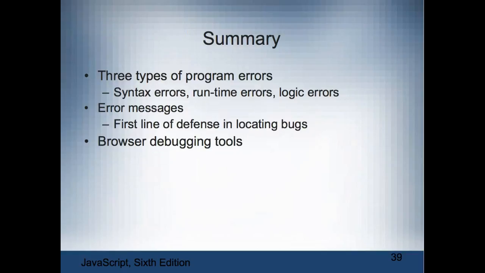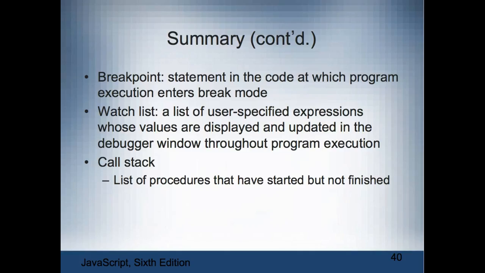Before we conclude, let's summarize. There are three types of program errors: syntax errors, runtime errors, and logic errors. Error messages are the first line of defense in locating bugs, and browser debugging tools are a useful resource as a second line of defense. A breakpoint is a statement in the code at which program execution enters break mode or temporarily pauses. A watch list is a list of user-specified expressions whose values are displayed and updated in the debugger window throughout the execution of the program.